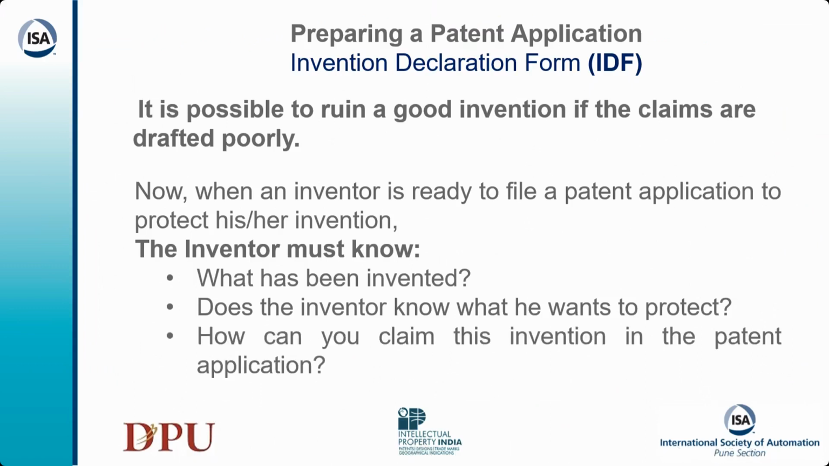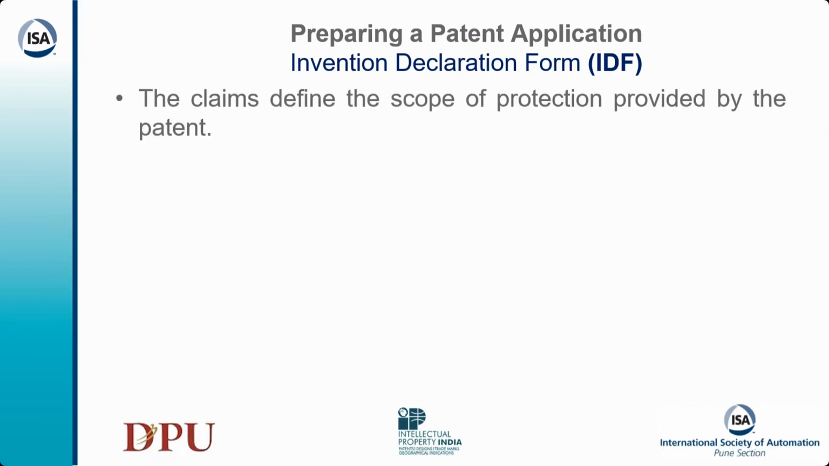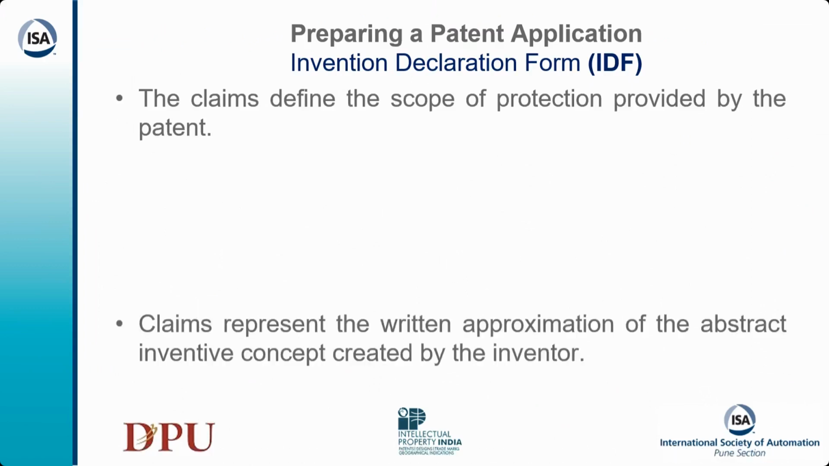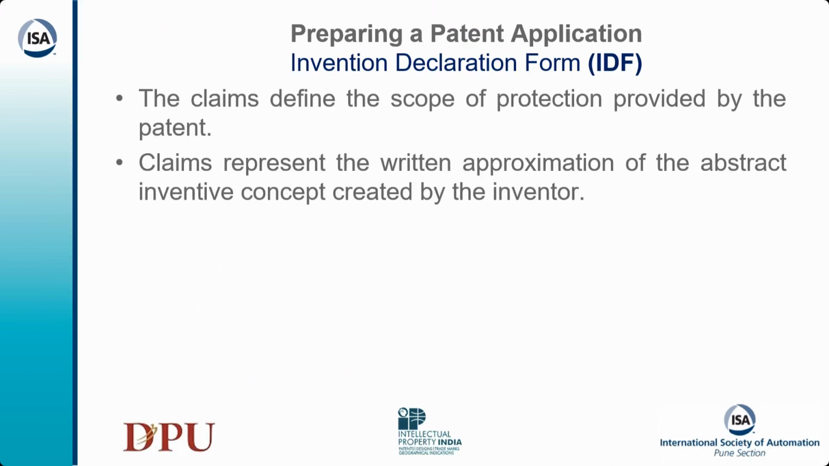How can you claim this invention in the patent application? So everywhere you will find that the claims are a very important and crucial part of the patent application. The claims define the scope of protection provided by the patent. Claims represent the written approximation of the abstract invention concept created by the inventor. Everything comes to the claim.